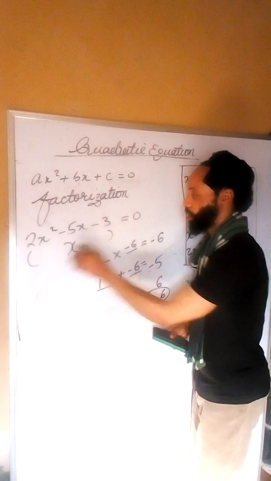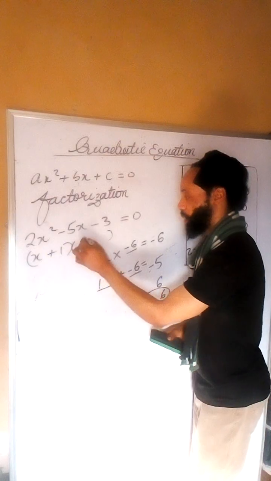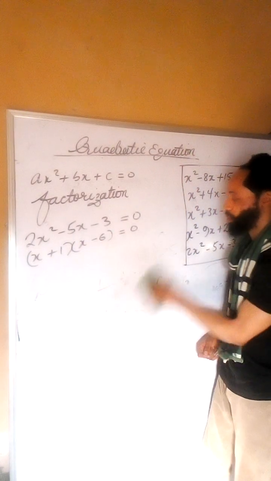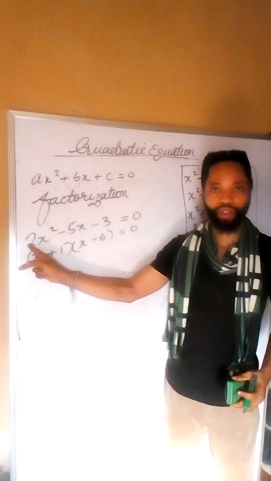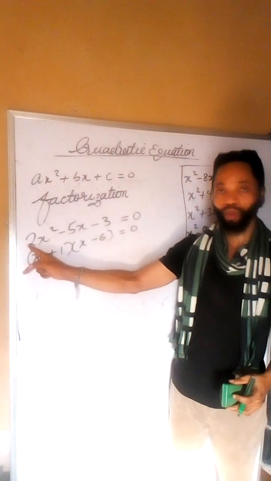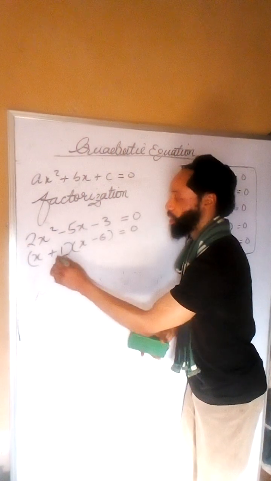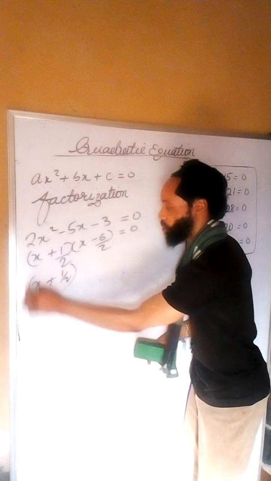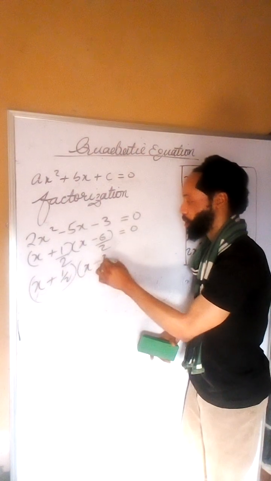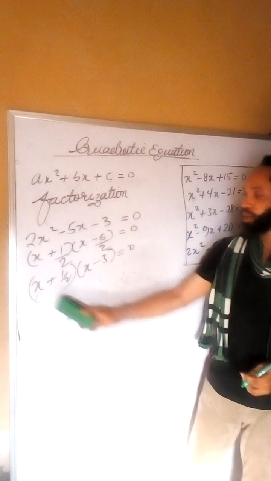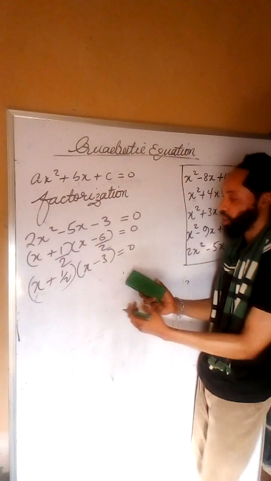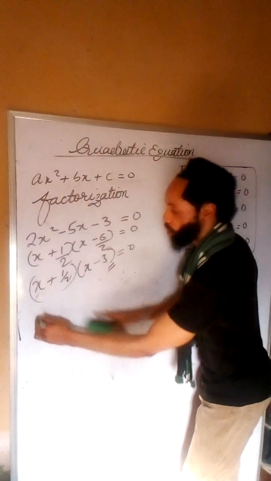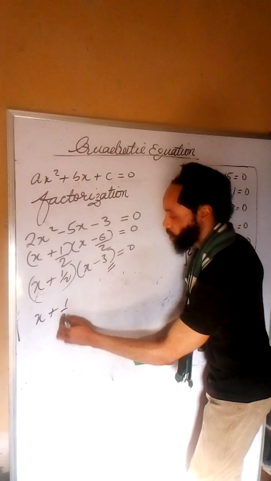We'll enter them: x plus 1 and x minus 6 equals 0. Now, as I explained initially, the coefficient is not 1, so whatever it is, divide through. So you're going to have x plus 1 over 2 and x minus 3 equals 0. This is the factor. You can rewrite it by multiplying through: x plus 1 over 2 equals 0.